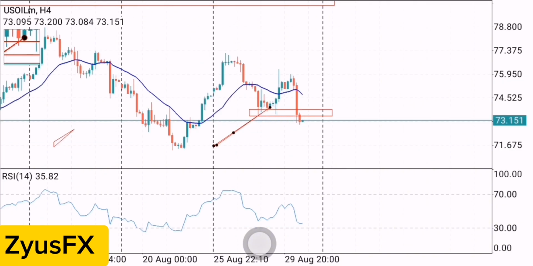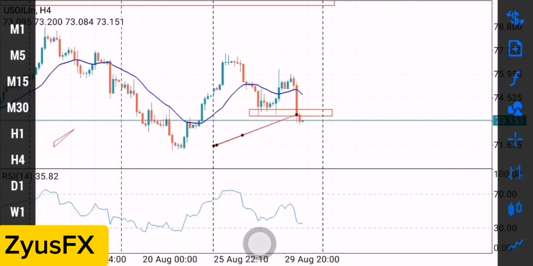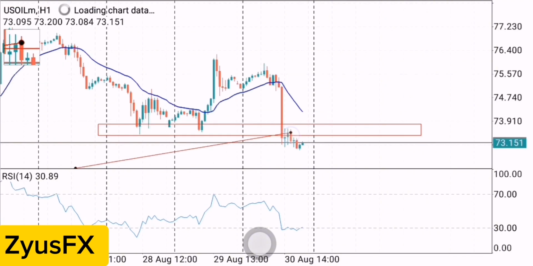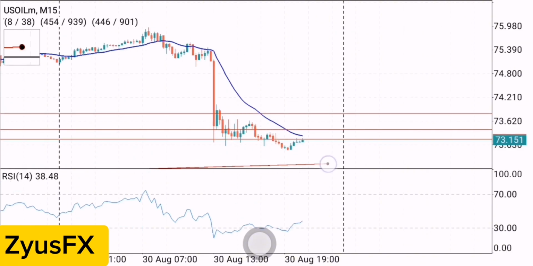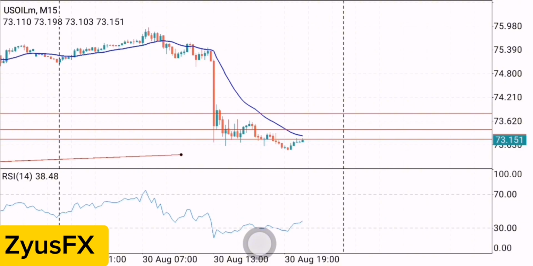So this is a very simple example. This is our support area, which was broken by this candle. We scale down to the 1 hour to get a candle close. This was the candle close. I had the retest on the 15 minutes and price continued down. So let's move on to the last example.